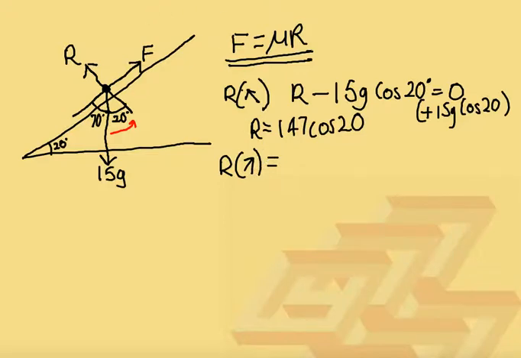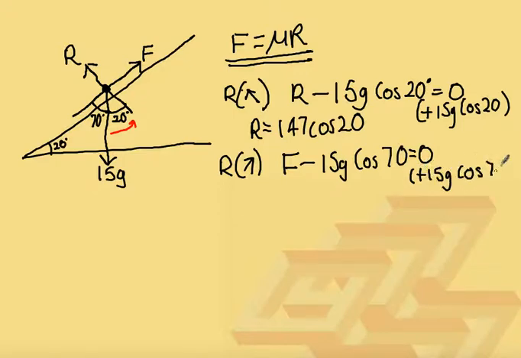So resolving parallel to the plane, remember it's not resolving equals, sorry, a bit of a slip there. Acting up the plane we have the friction, and then we look at the weight, and the weight has a component of force that acts down the plane. That's the force pulling the particle down the plane. So we get minus 15g cos 70. And again, this is an equilibrium, it's on the point of slipping, so nothing in the system is changing just yet. So I'm going to add the 15g cos 70 to both sides, and so I get F is equal to 147 cos 70.